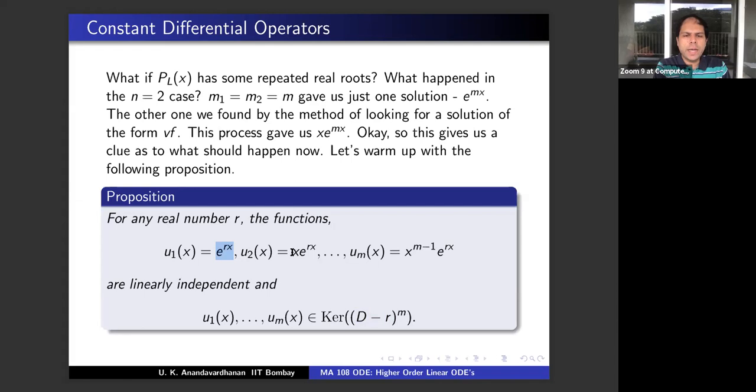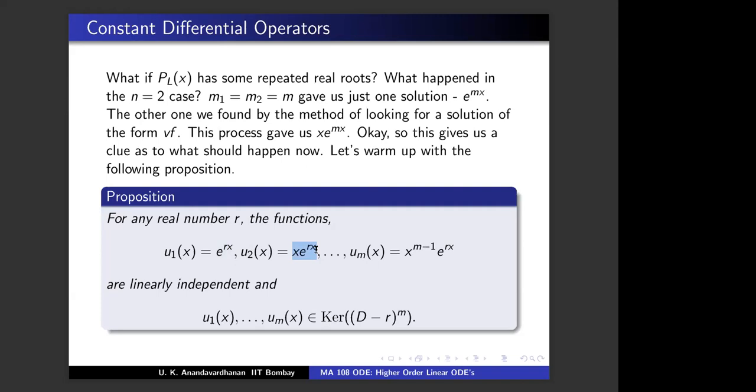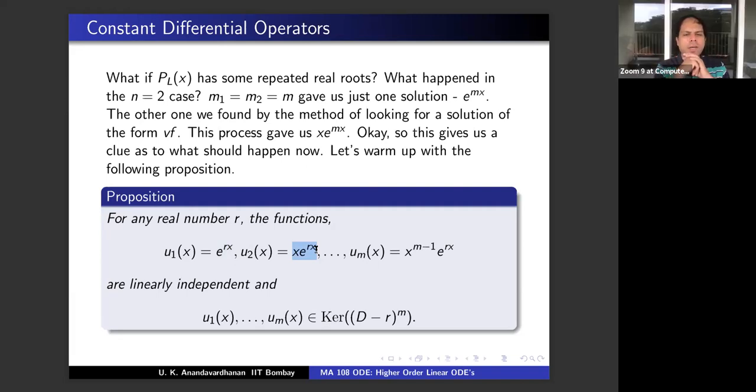What do you think about x e^(rx)? Will D minus r work? So one of you tell me, what is D minus r applied to x e^(rx)? It will give e^(rx). Yeah, and then you apply one more D minus r, and therefore it becomes 0. So (D minus r)^2 will kill x e^(rx). Similarly, by induction, this will be killed all the way if you take up to (D minus r)^n. So we have proved this proposition.